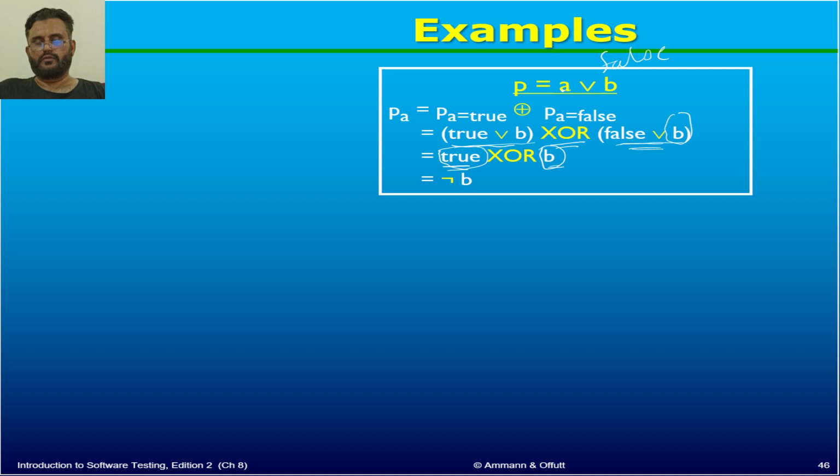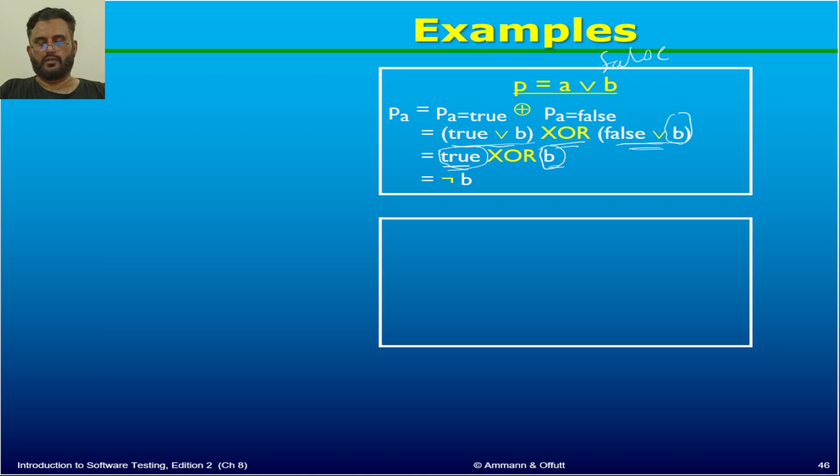If A is true, the predicate will be true, and if it is false, then the predicate will be false. This is how we make a clause a determining clause, or an active clause, in a predicate. So let's have a look at another example.